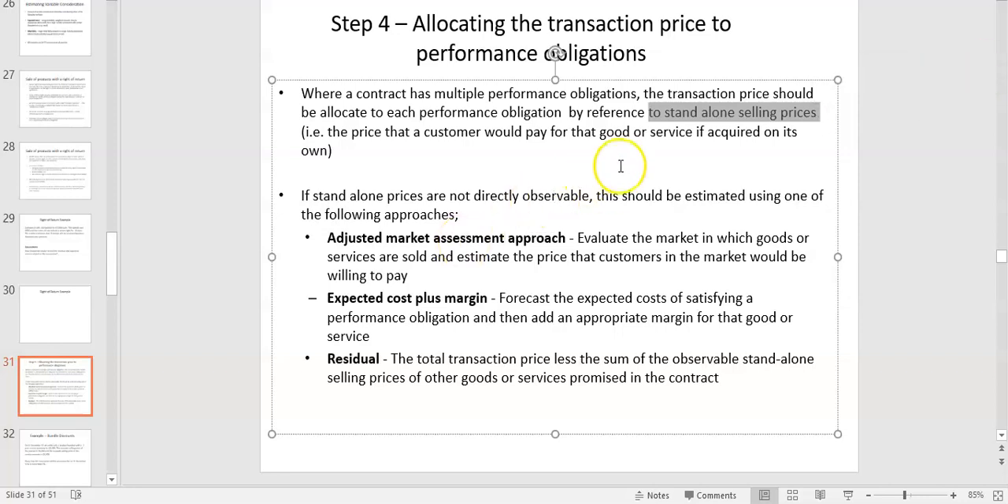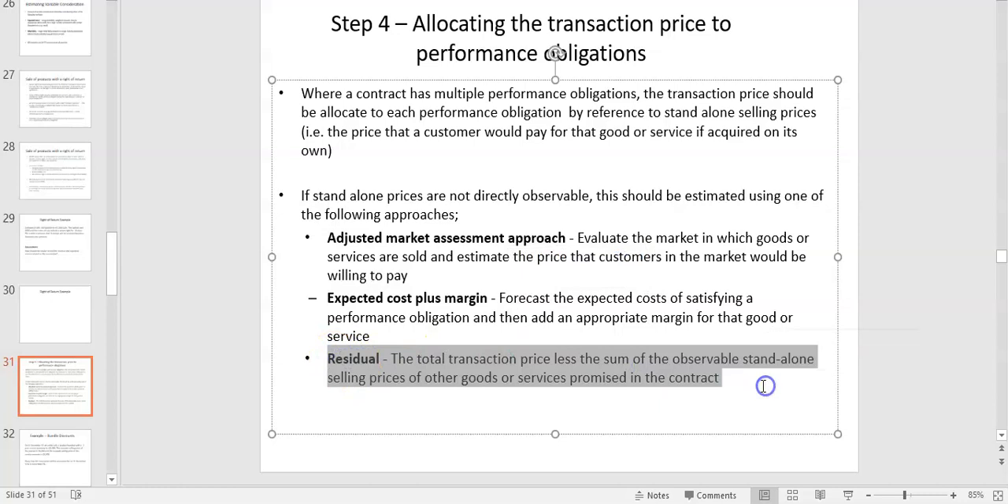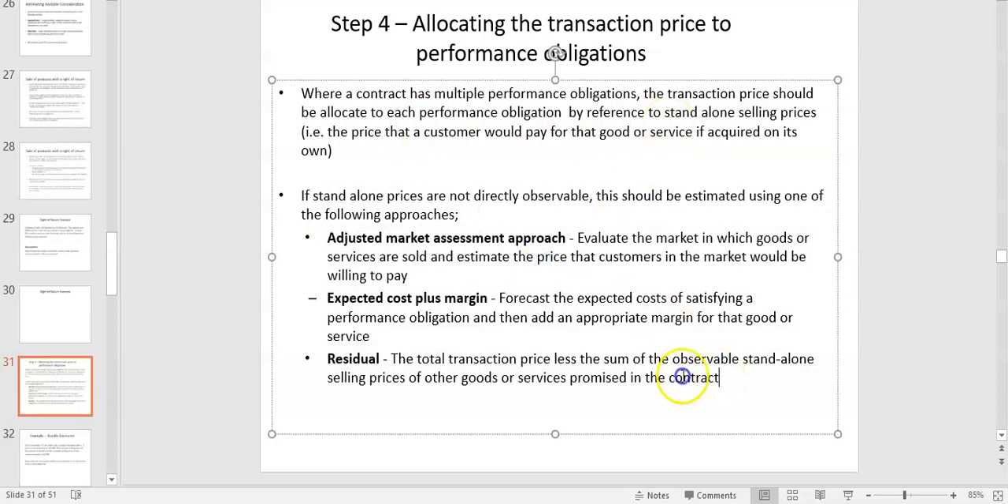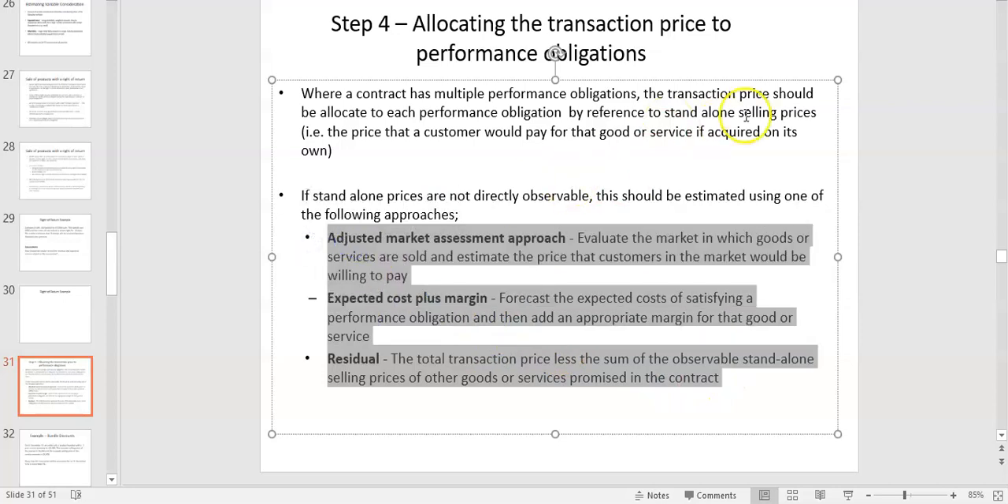Now, if they're not available in terms of standalone prices, you can use adjusted market prices, expected cost plus a margin, or whatever's left over, a residual approach. Now, these are not advisable or preferred under IFRS 15. If you can, you're looking for standalone selling prices. There are alternatives. Don't worry too much about them for AC220. You'll only ever be given standalone selling prices.